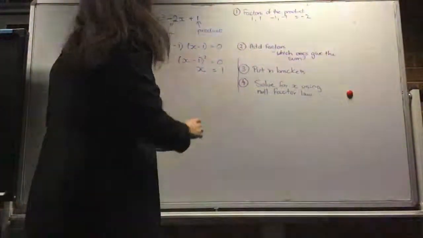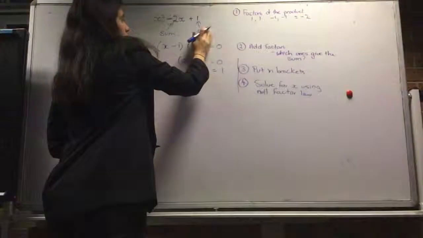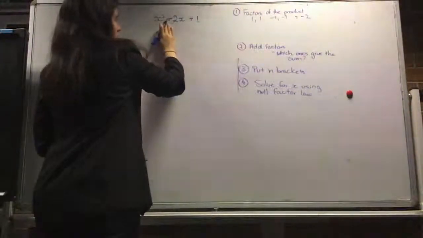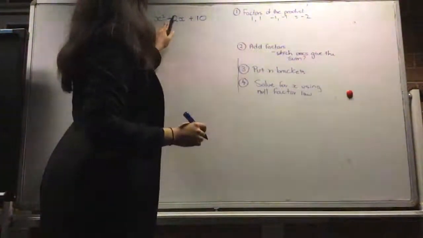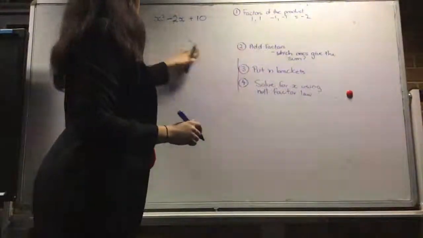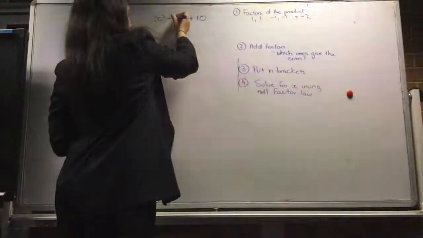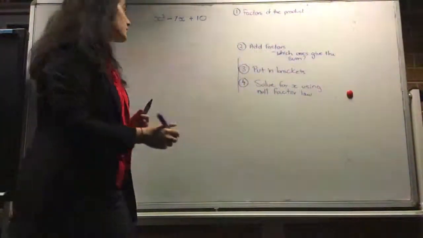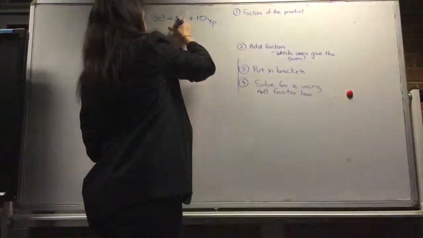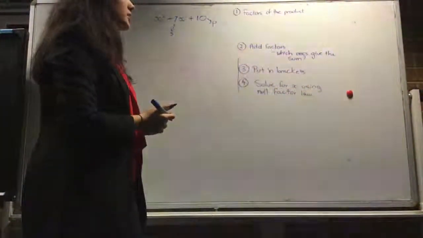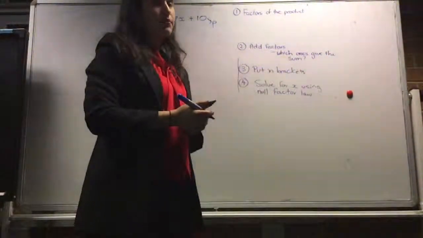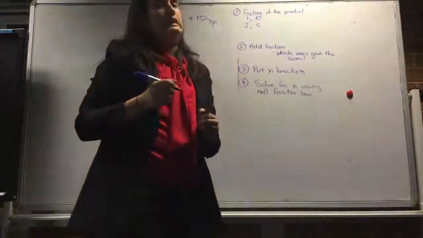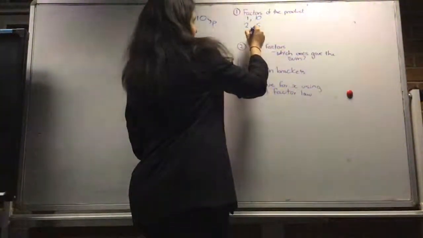If we do a bit of a harder one than that, let's change this to plus 10. And this is going to be negative 7. Bit of a harder one. Factors of the product, well by now you probably know that's the product and that's the sum. The sum is negative 7 and the product is 10. So factors of 10: 1 and 10, 2 and 5. Nothing else, 5 and 2, and 10 and 1.